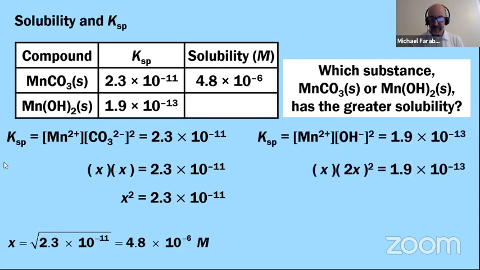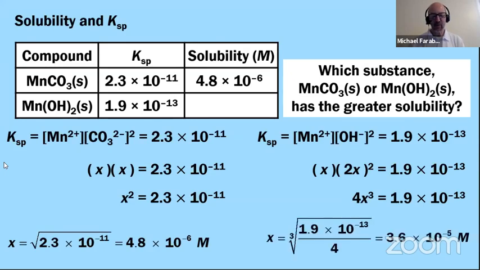In fact, I have to do what I did before for the lead chloride. Because of the x and the 2x and the 4x cubed that I get, I have to take the KSP, divide by 4, and take the cube root. So look at that. It turns out that the solubility of the manganese hydroxide is actually greater. So this would not be an easy question to answer without doing the math. Therefore, I think that the important point I want to make is pay attention to how you set up your KSP problems.